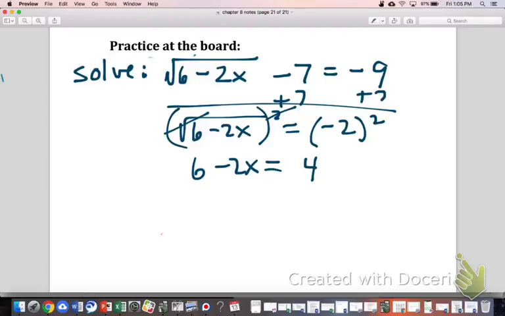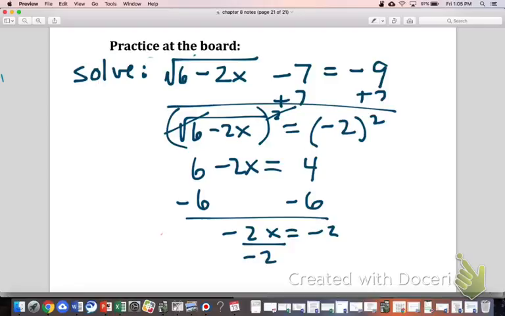And then the final goal here would be to get the x by itself. So it's going to be minus 6 on both sides. That gives me negative 2x equals negative 2. And we divide by negative 2 on both sides. And that gives me x is equal to positive 1. So this would be one of those spots where you might say, man, I did a good job, didn't make any mistakes. And that is true. But you have not checked.